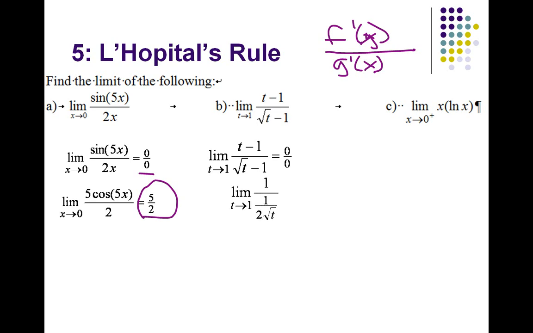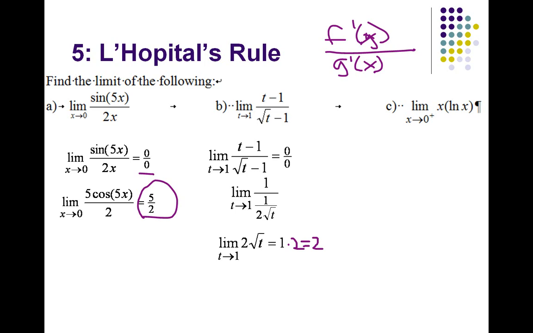Okay, you may have to do a little bit of simplification. Multiply top and bottom by 2 root t. Now I can plug in 1. It's not indeterminate anymore. I just get 1 times 2, which equals 2. Didn't realize I'd got to finish that one.